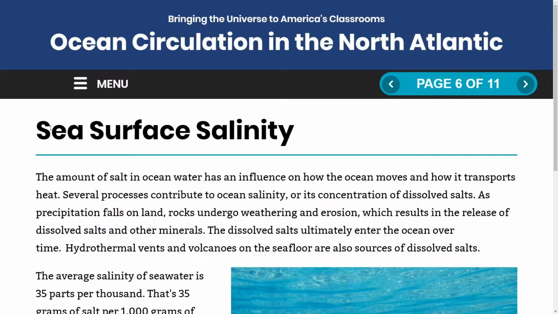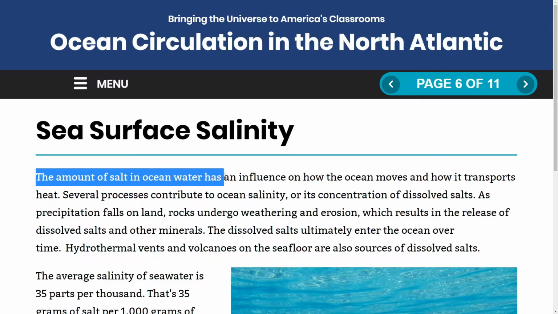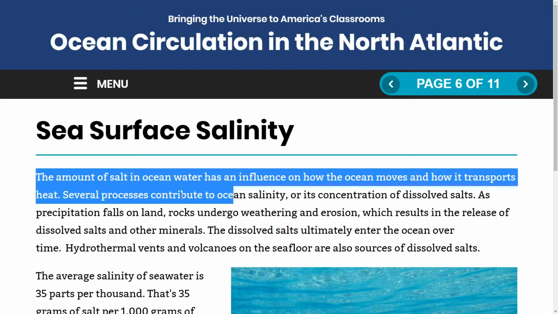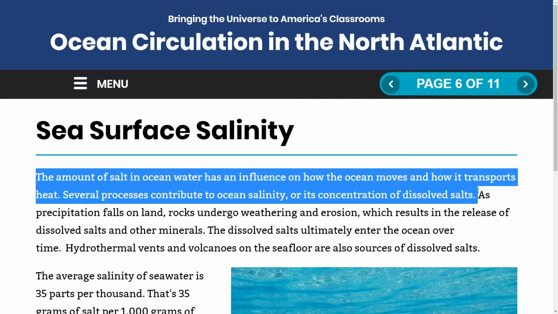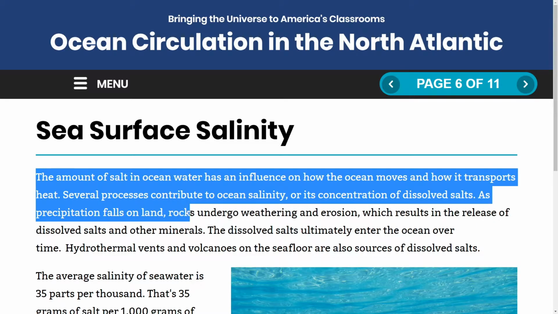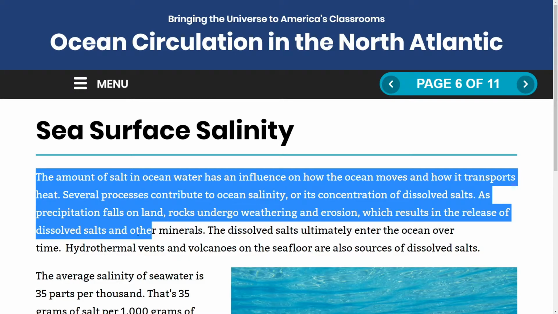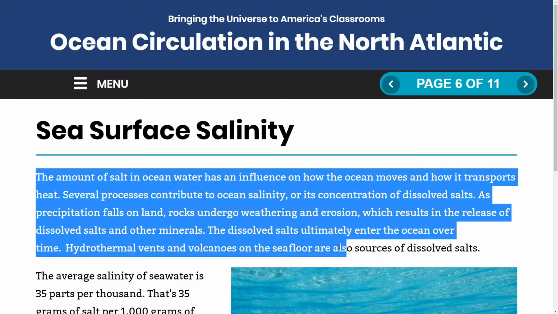Page 6. Sea surface salinity, or salt content. The amount of salt in ocean water has an influence on how the ocean moves and how it transports heat. Several processes contribute to ocean salinity, or its concentration of dissolved salts. As precipitation falls on land, rocks undergo weathering and erosion, which results in the release of dissolved salts and other minerals. The dissolved salts ultimately enter the ocean over time.